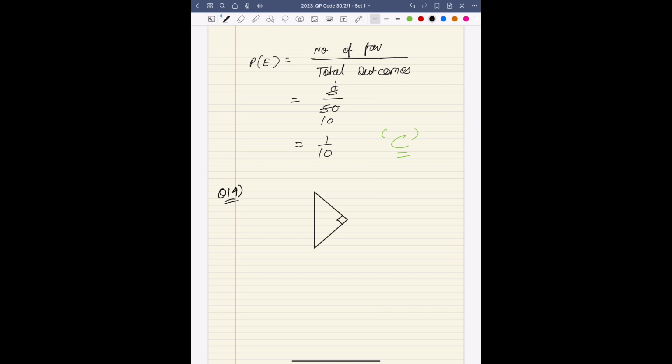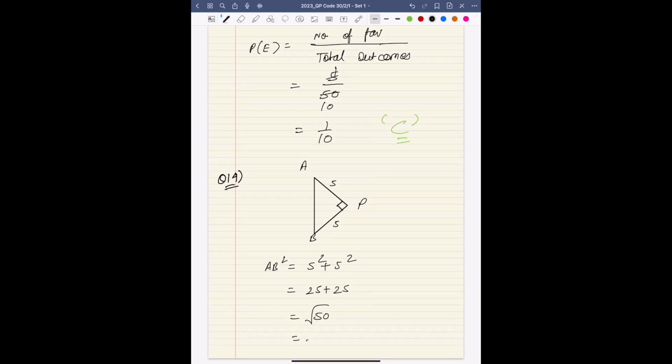This is 90 degrees, right? This is P, this is A, this is B. So AB is your hypotenuse. Basically, it's an isosceles triangle, doesn't matter. AB square is equal to how much? 5 square plus 5 square becomes 25 plus 25, or in short, under root 50. So factorize it and change it into perfect squares. Whenever you have a bigger number under the root, try to break it into as many perfect squares as possible. 25 comes out as 5, so you get 5 root 2 centimeters. So your answer is B. This will be your correct answer.